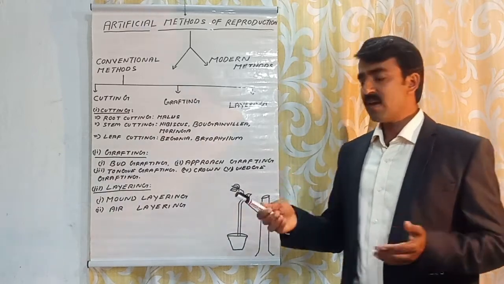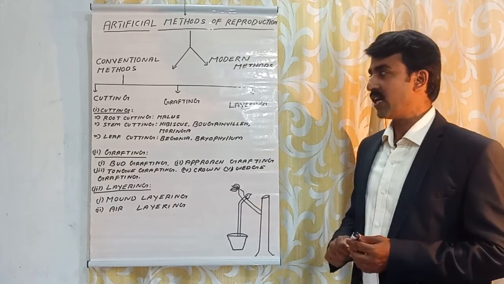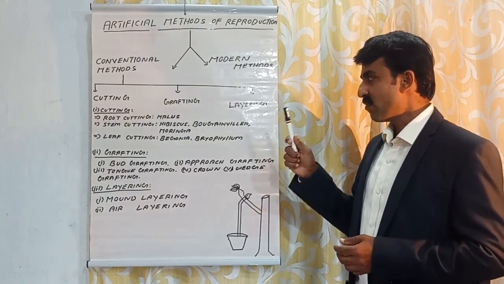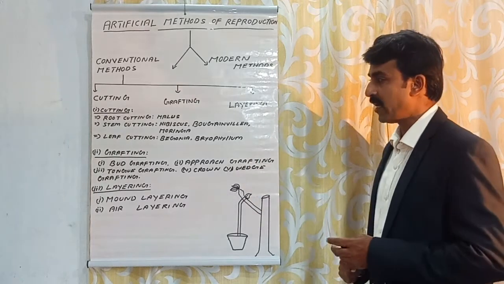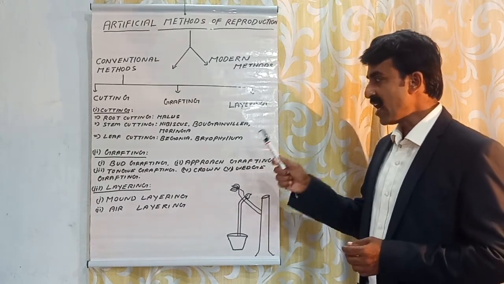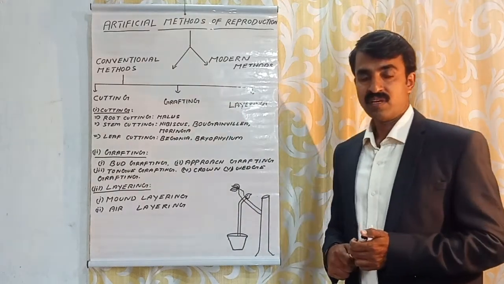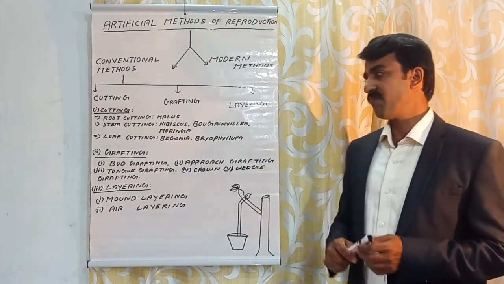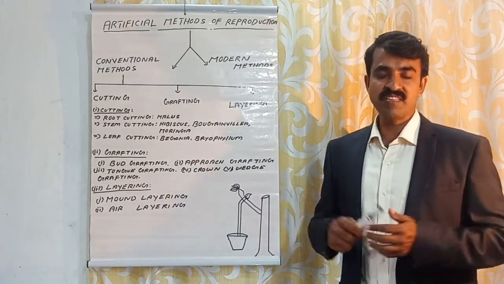Okay, let me give examples for the root cutting. Malus is an example for root cutting. Hibiscus, bougainvillea, moringa are the examples of stem cutting, and begonia and bryophyllum are the examples of leaf cutting. Now let us move on to the grafting. Grafting is the most popular method today.